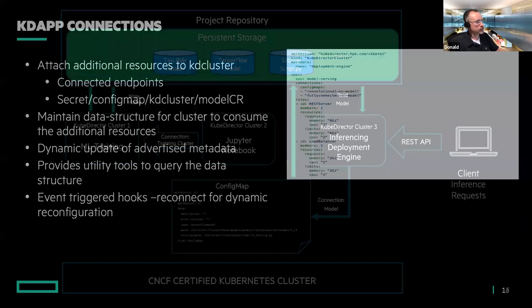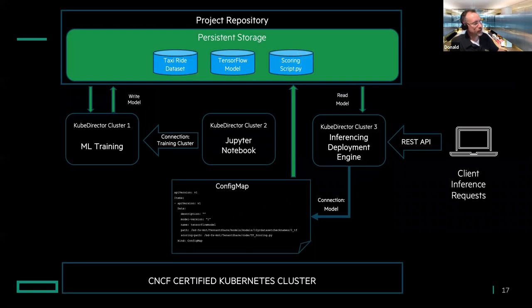Awesome, all right. So this is what we're going to build. I think we've laid out the foundation for what the problem statement is. At the end of the day, as Kartik just mentioned, we're going to have three clusters, individual clusters doing individual jobs that are all part of the pipeline. So we'll build this out step by step. You can see at the top there is a persistent storage layer. That's where our taxi ride data set will be, that the training cluster will read. We'll train from it, and eventually get our model stored in that same place, which can be accessed by the Jupyter Notebook and by the inferencing deployment engine, also using scoring scripts stored in the persistent storage. So let's jump right in and get this built.